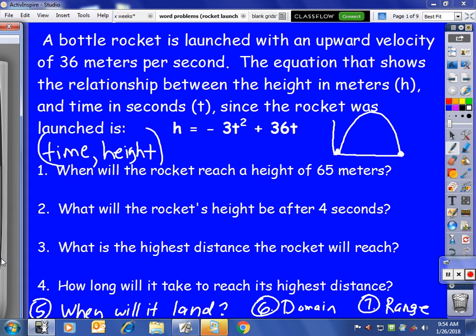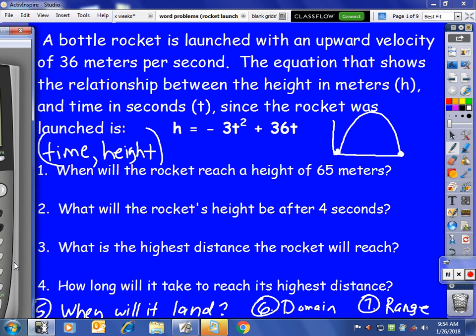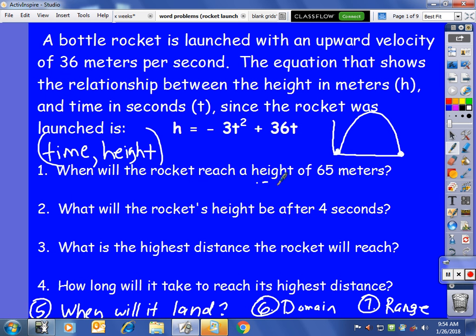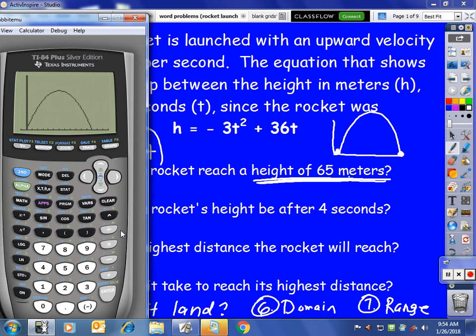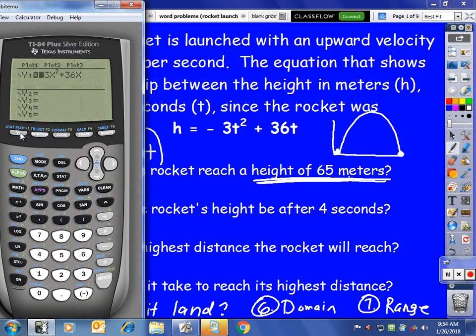Now, all kinds of questions that I can ask you. Look at number 1. When will it reach a height of 65 meters? Am I giving you an X or a Y here? A Y. I know it's a Y because it's a height. And I'm asking you for a time. I'm asking you when. So I am asking for an X, but I'm giving you a Y. Where do you go if I give you a Y? You go to Y equals. I want the Y value, the height value, to be 65 meters. It's going to happen twice.